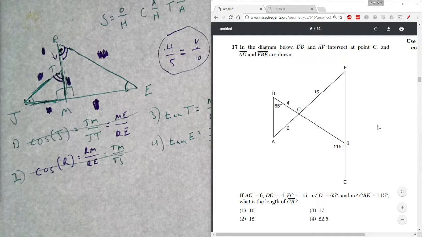Question 17. This question forced me to zoom out. Hopefully, you can still see this on your phone screens or wherever you're watching this, even though it's so zoomed out over here. I apologize. It's just a big question.